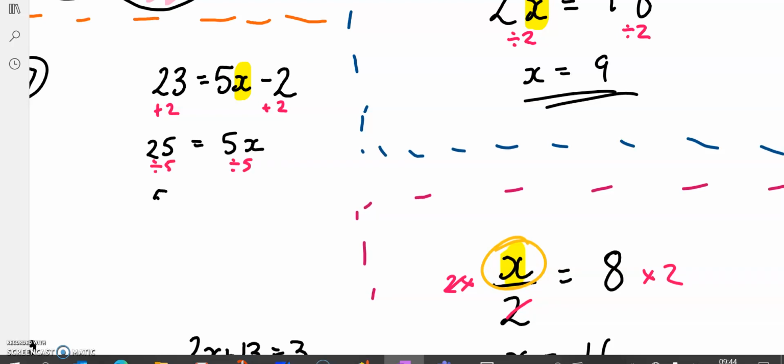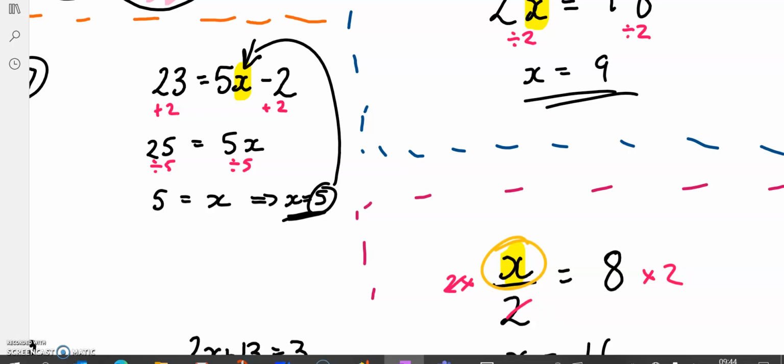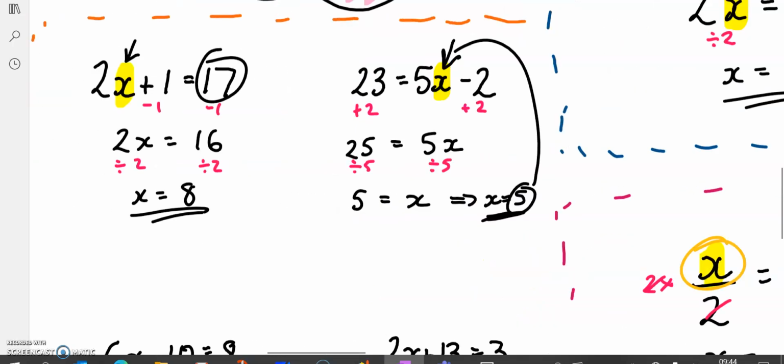25 divided by 5 is 5. So that's 5 equals x. And that leads to x equals 5. Why does that work? Well, 5 times 5 is 25, take away 2, which is 23.